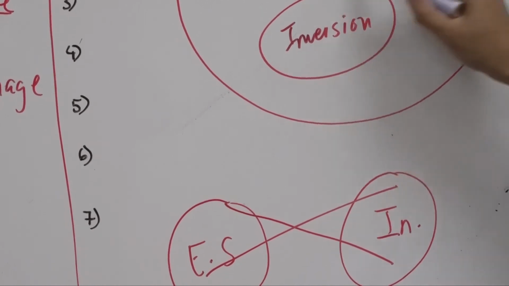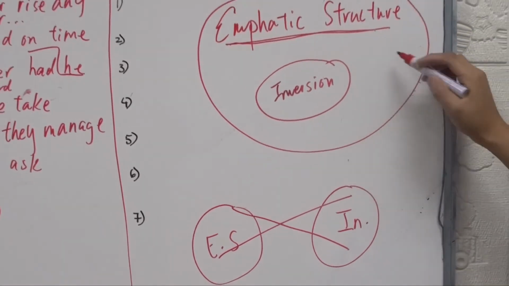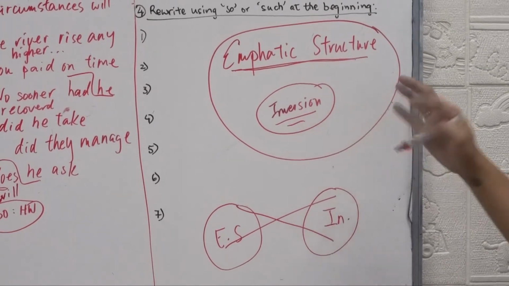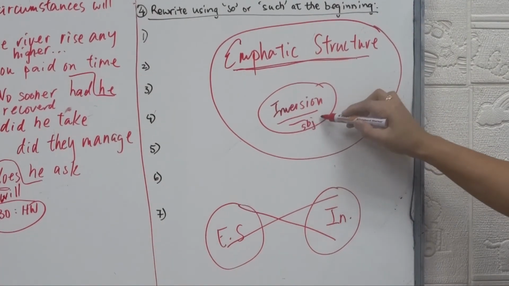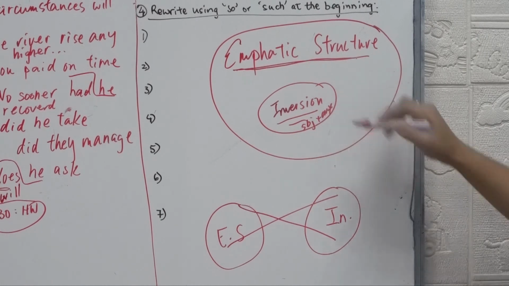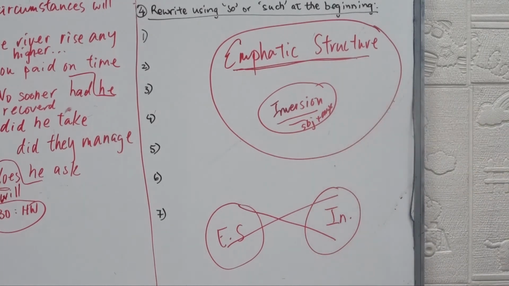So the emphatic structure is the basis, the skeleton. Inversion is an addition to it. Sometimes you switch the subject and auxiliary verb, other times you add the auxiliary verb, such as does, or did, or do. Just to wrap your head around that.